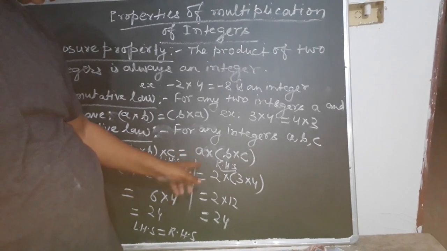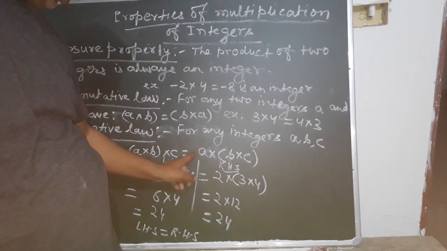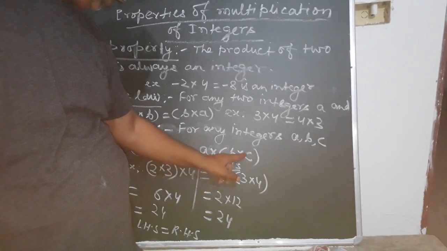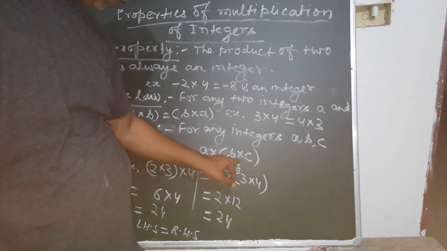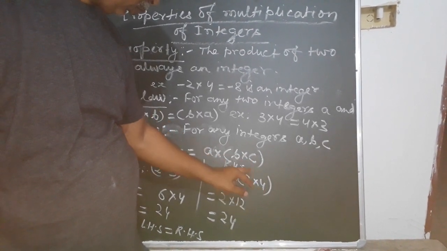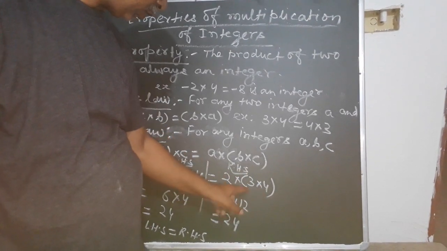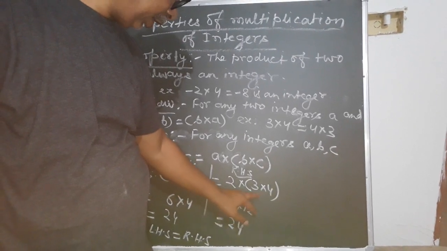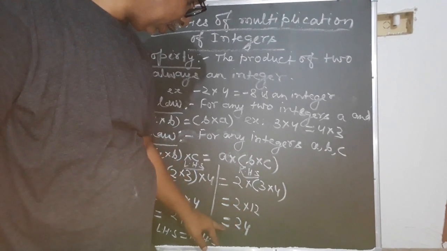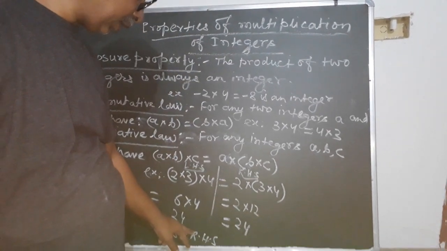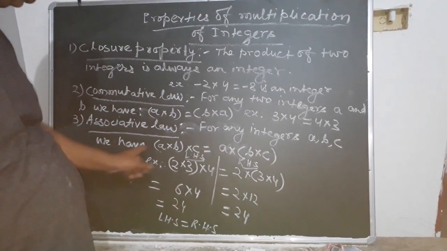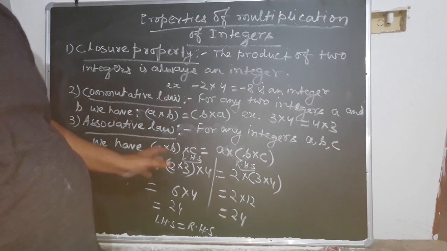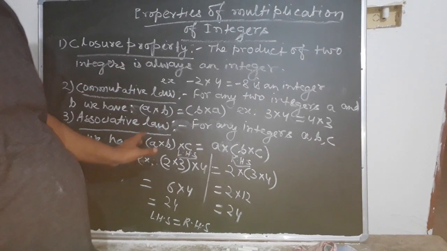In the RHS, a is outside the bracket and the value of a is 2. So I have written here 2 multiplied by b into c. The value of b is 3 and the value of c is 4. 3 into 4 is inside the bracket. So we will first calculate the bracket. 3 into 4 is 12. So 2 into 12, that is equal to 24. And LHS is equal to RHS. This is called associative law. So associative law is used in multiplication of integers.